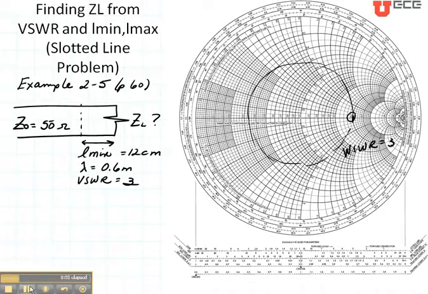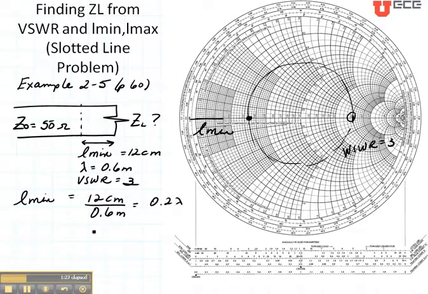Now let's find the location of the voltage minimum. This axis right here is the L-min axis, so this point right there is L-min. Let's see how far away that is from the load in terms of wavelengths, because that's what we need for the Smith chart. So L-min in wavelengths is going to be 12 centimeters divided by the wavelength, which is 0.6 meters, or 0.2 wavelengths. So if I'm at L-min and I go towards the load 0.2 wavelengths, I'm going to come to the load. So let's read our value out here.